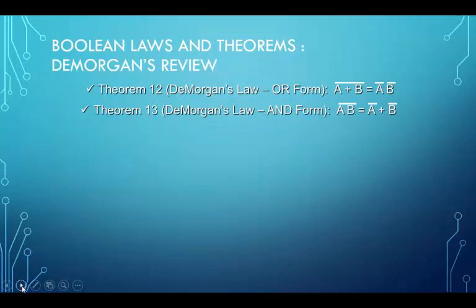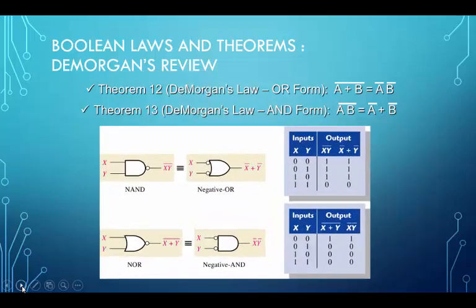We have two more, De Morgan's law in the OR form and De Morgan's law in the AND form. De Morgan's law in the OR form tells us that if we have A nor B, in this case X nor Y, that becomes the same as not X and not Y.